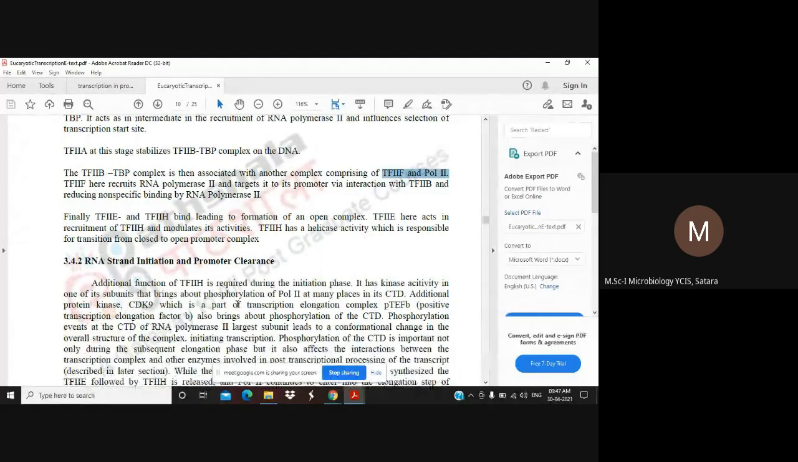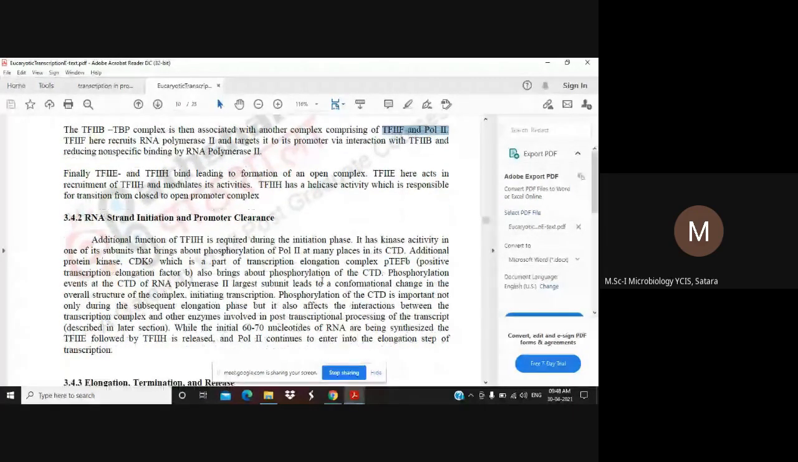Whose function is unwinding? TF2H. Yes, TF2H is the helicase. So it is responsible for the unwinding of that DNA sequence and there is the formation of the open promoter complex. What happens there? The open complex is formed. Along with helicase, it also has a kinase activity, that is phosphorylation activity. So phosphorylation of the CTD domain happens there.